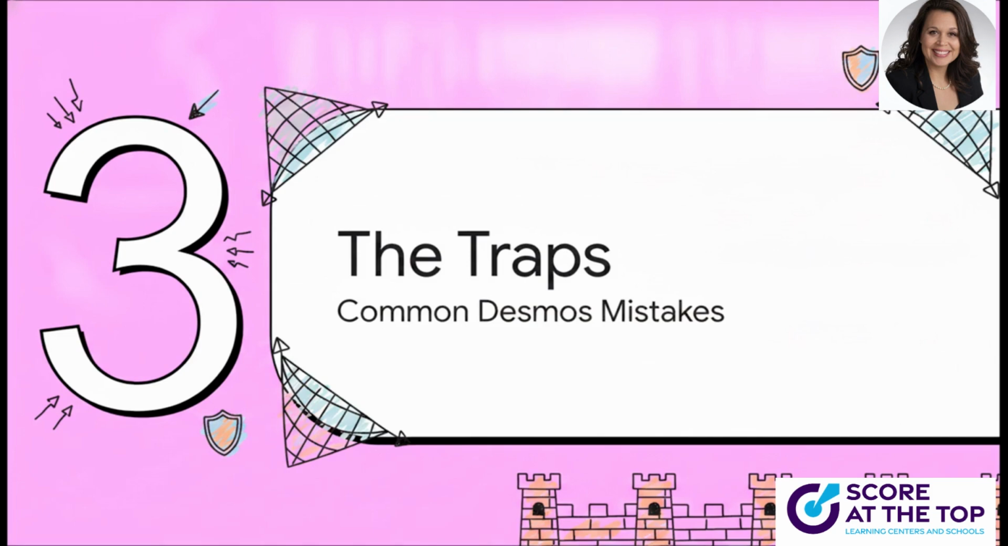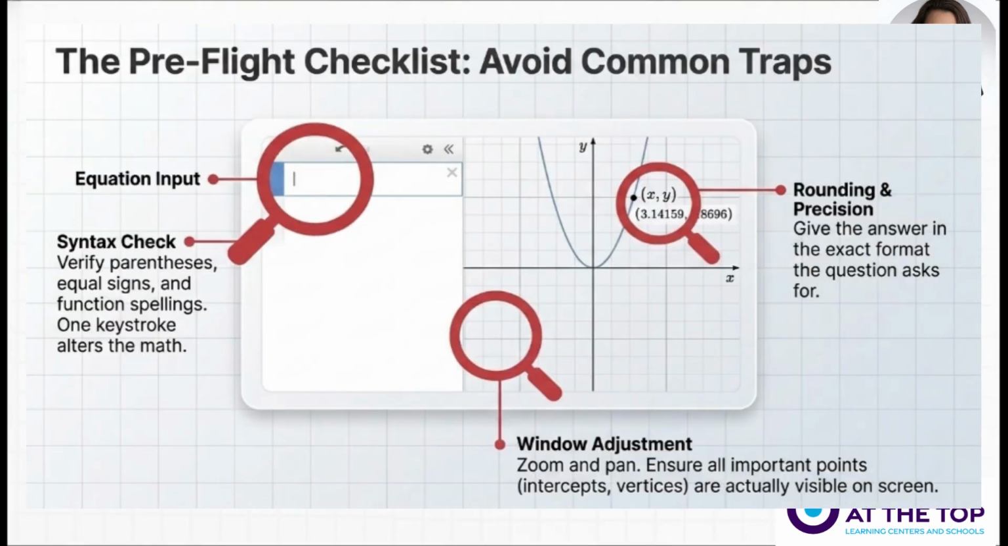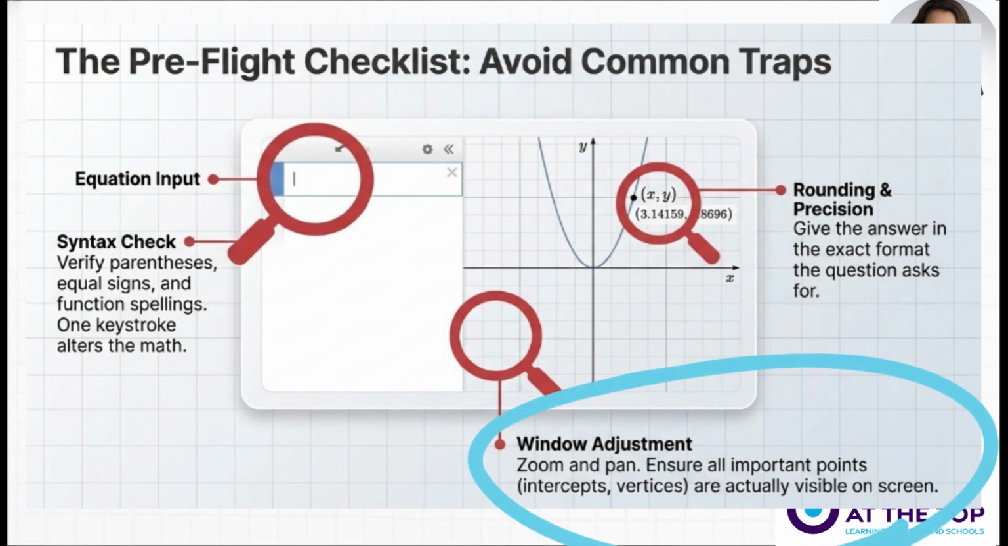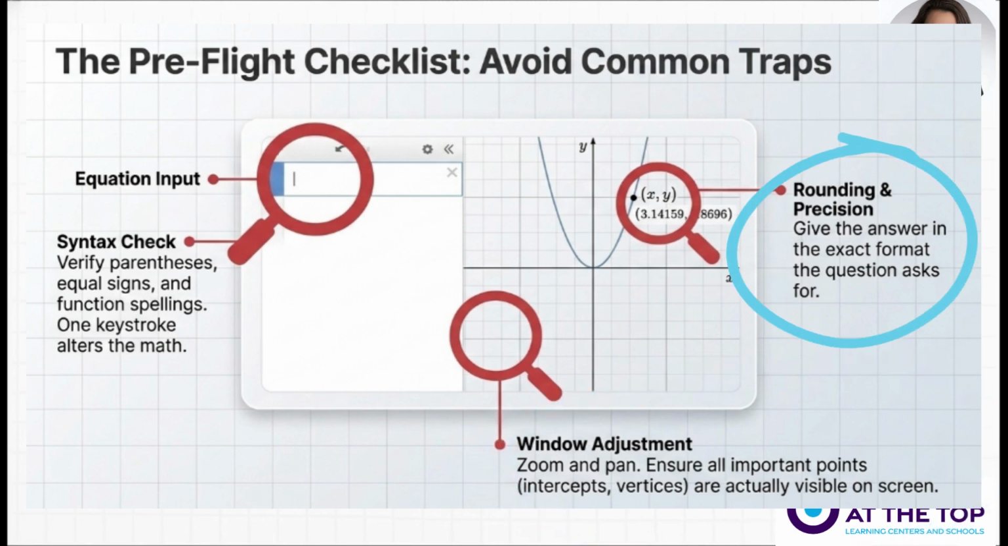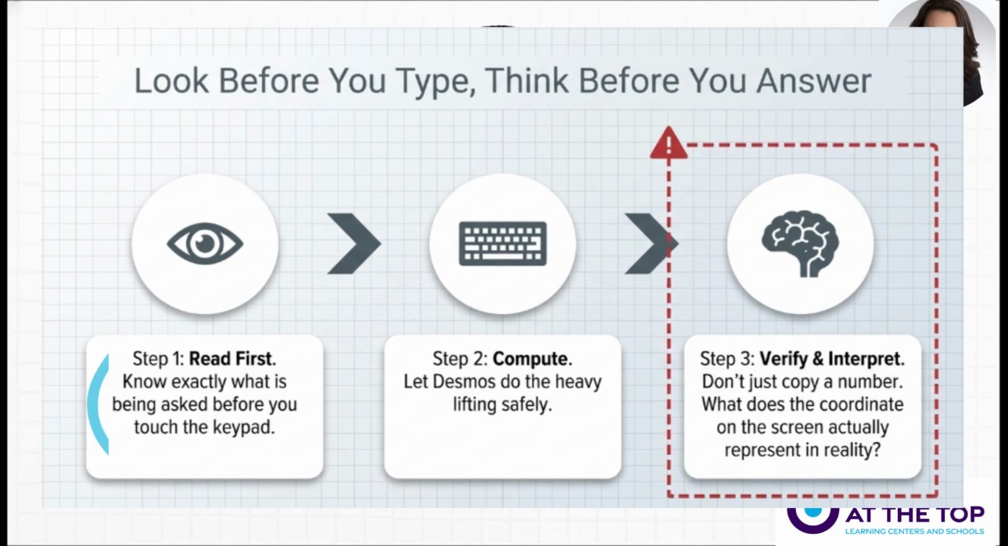Let's look at some common Desmos mistakes. We need a really solid defensive strategy to dodge those little errors that needlessly cost your points. Mentally run through this mistake checklist during the test. First, check your syntax. Literally one missing parenthesis or a flipped equal sign changes the whole shebang. Also, make sure you adjust your graph window. Zoom and pan around so all the important points are actually visible. Always verify and interpret what Desmos is showing you instead of blindly copying a number onto your answer sheet. Watch your rounding and precision to make sure you match the required answer form. And above all else, always read the question first so you know exactly what is being asked before you type a single keystroke.